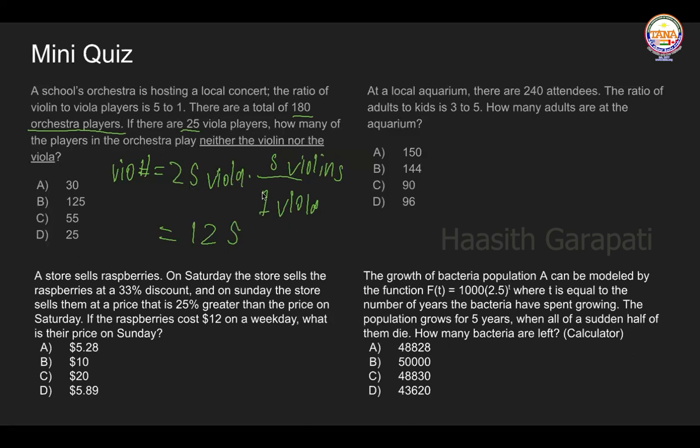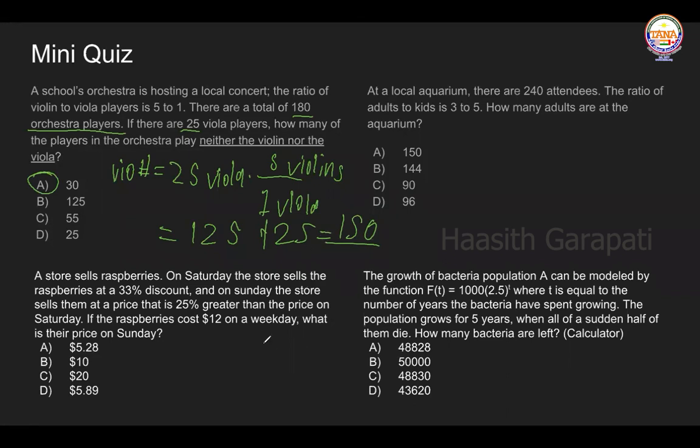And then they ask, how many players in the orchestra play neither the violin nor the viola? So what is the total for violins and violas? That's going to be 125 plus 25, which is 150. If there's 180 total, then 180 minus 150 is going to be 30. So it's probably like 30 cello or bass players in the band. Yeah. So next.